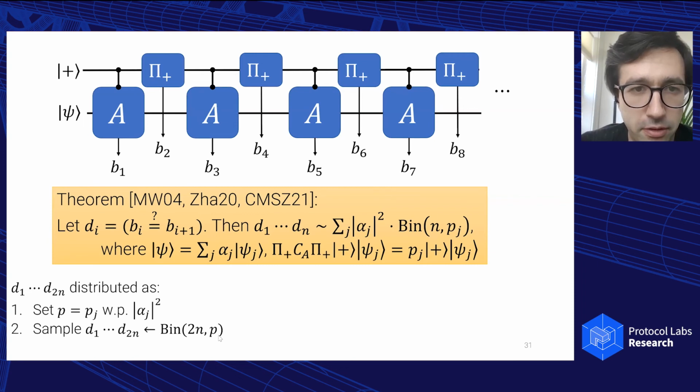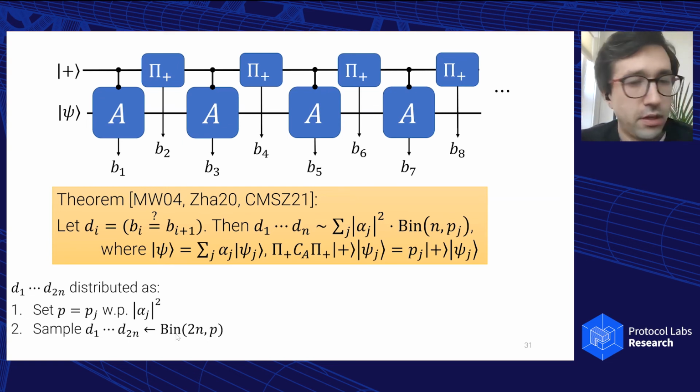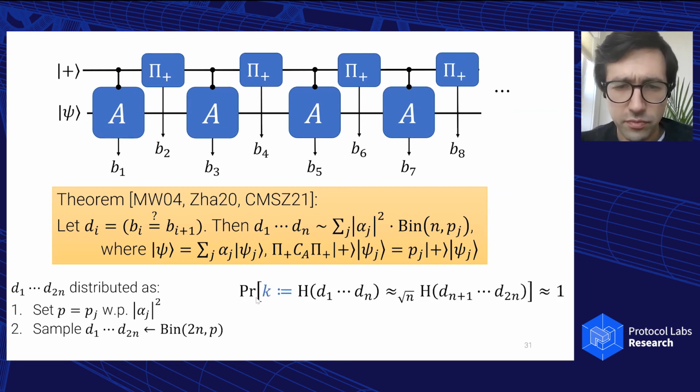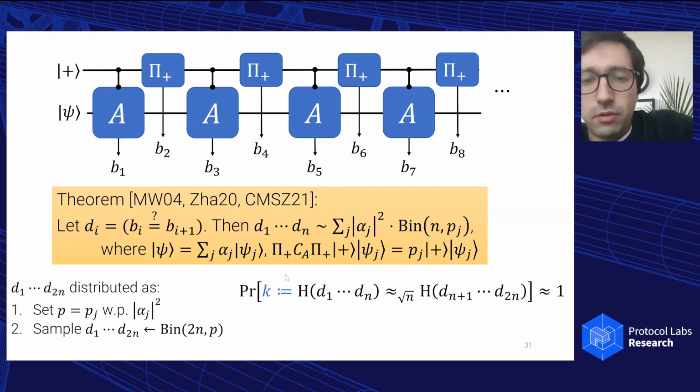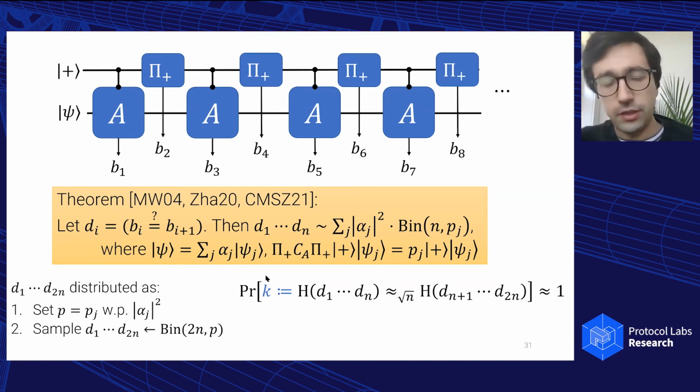Then I sample d_1 up to d_2n from a binomial distribution with parameters 2n and p. So these are 2n independent coin flips, all of which have probability p of being 1. And this is the same distribution as this, except I replace n with 2n. So notice that if I analyze this distribution, if I split this up into two parts, I think about the first n bits and the second n bits.